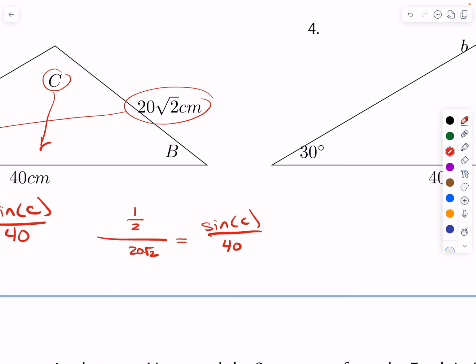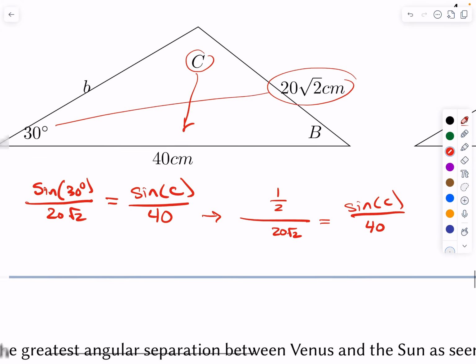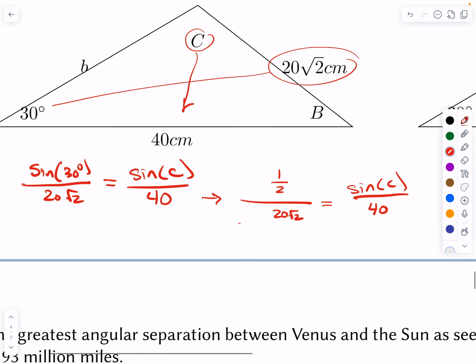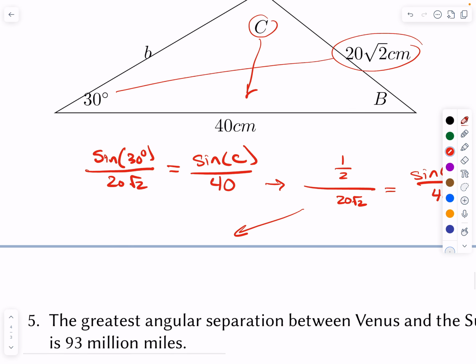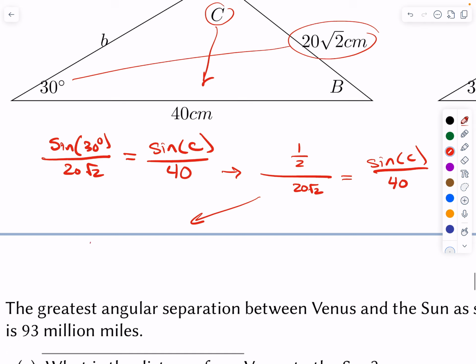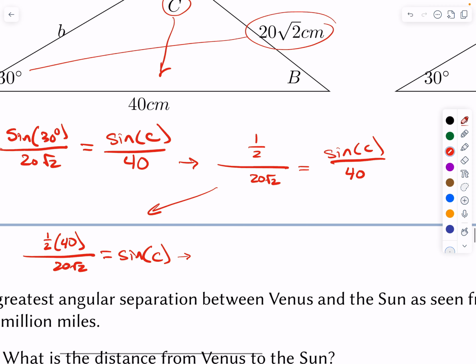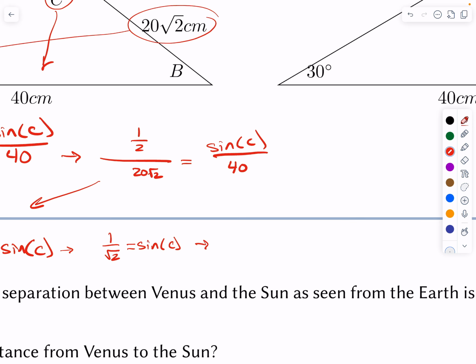Multiply both sides by 40, and that will give you 1/2 times 40 all over 20 radical 2 is equal to the sine of c. I don't want to belabor this because I know that algebra is a problem, but 1/2 of 40 is 20, and then you cancel the 20s, and so you end up with just 1 over radical 2 is the sine of c. Hopefully you recognize that. That's equal to 45 degrees, so c is 45 degrees.